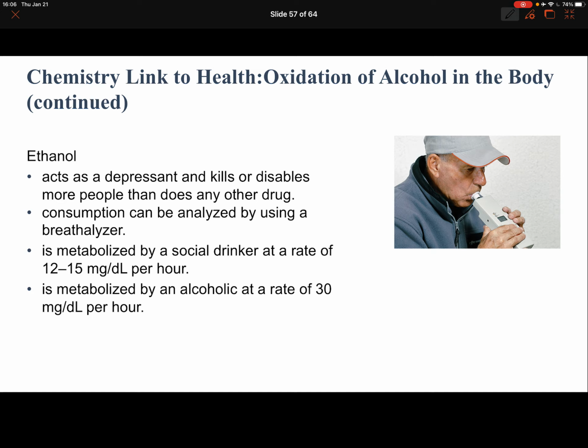Ethanol, man, it's a depressant. It kills or disables more people than any other drug. We can actually use a breathalyzer to figure out how much alcohol is in your body. It's metabolized by a social drinker, so someone who's got a metabolism that's fine-tuned for alcohol, at a rate of about 12 to 15 milligrams per deciliter per hour. And it's metabolized by an alcoholic at a rate of 30 milligrams per deciliter per hour. So the more you drink, the faster you can metabolize it, so the higher your tolerance goes.